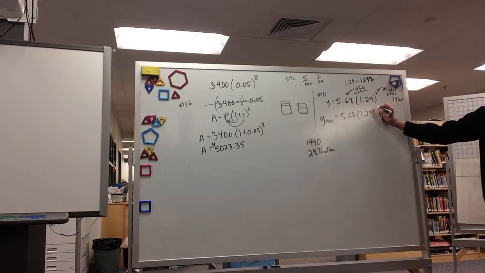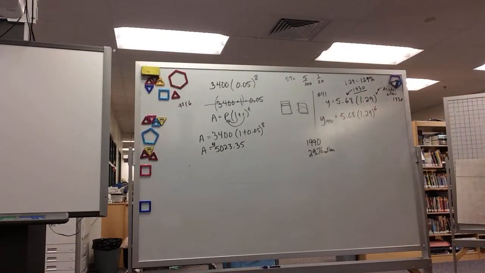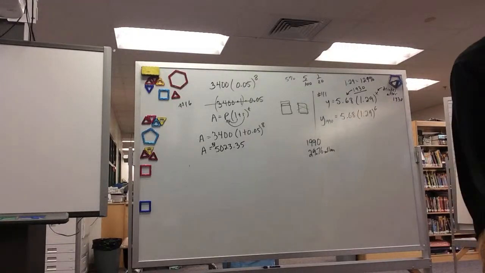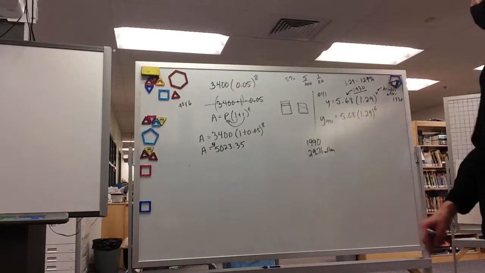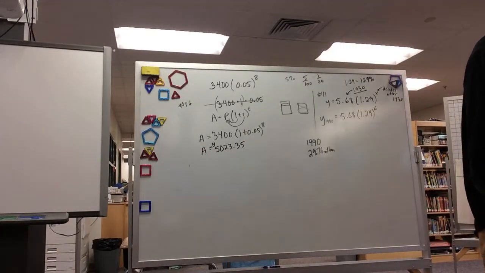So we say 5.68 multiplied by 1.29, and how many decades is 1990 later than 1930? 6. So we put a 6 in there. And you push that through your calculator. What does the calculator give? Show your calculator out. That should be like your third arm right now. 6 million.